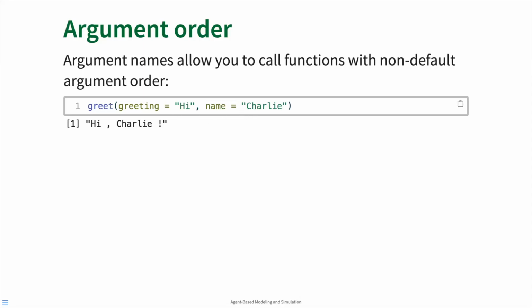Right? If we left out greeting equals and left out name equals and just said greet hi Charlie, it would assume that hi was actually the name and Charlie was the greeting. Right? So we have to be very explicit when we want to supply arguments in the non-default order.